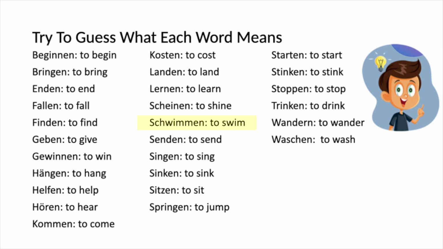Schwimmen is to swim. Senden is to send. Singen is to sing. Sinken is to sink. Now, why is it sinken, not sinken? In German, the single S has a Z sound, whereas the double S, often represented by a letter we do not have in the English language, which looks kind of like a capital B, that's the sound for S rather than Z. So this is sinken, which is to sink.